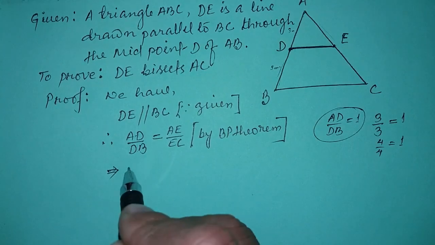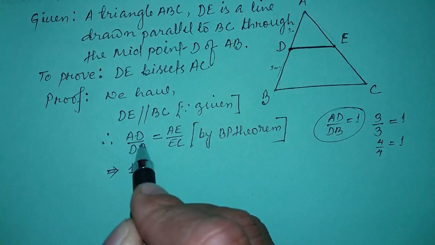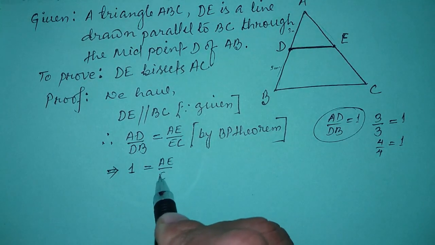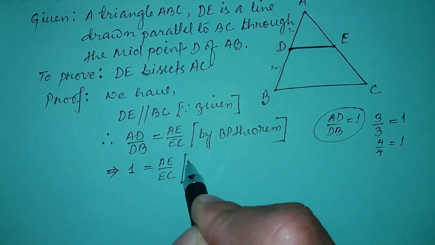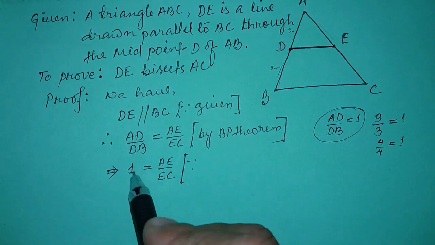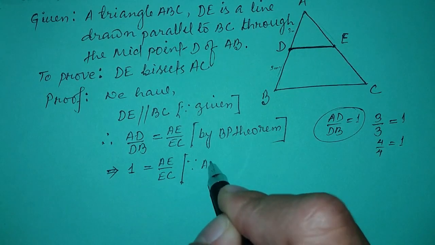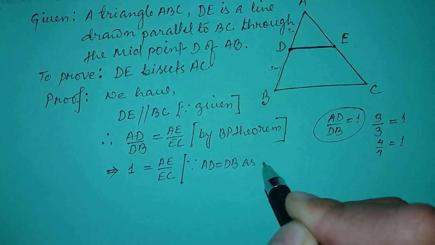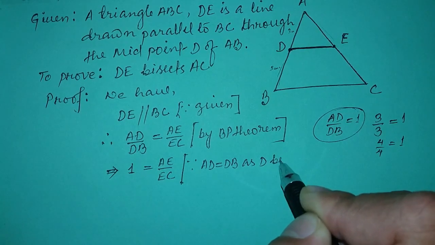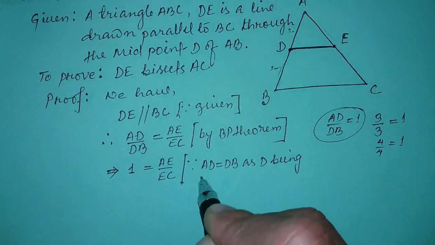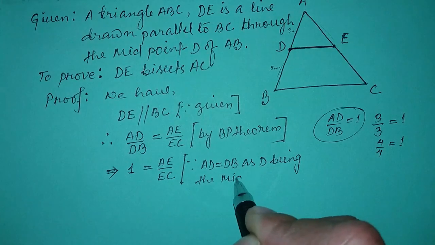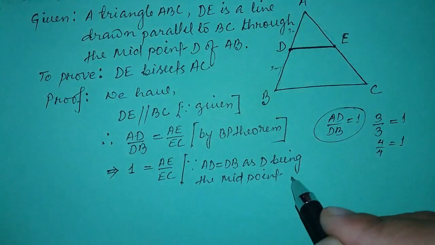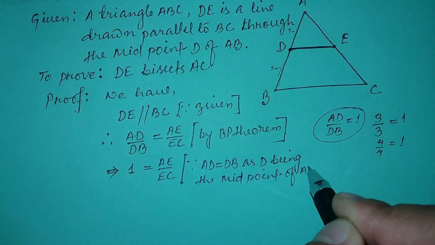Now this AD by DB is equal to 1, equal to AE by EC. Now you have to write the reason here. Why is this 1? Because AD is equal to DB, as D is the midpoint of AB.